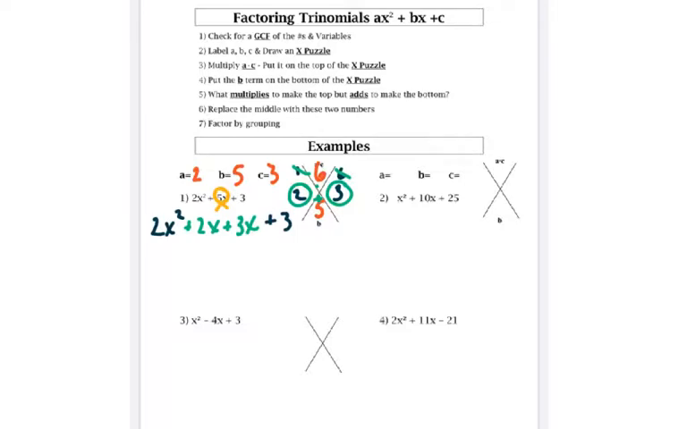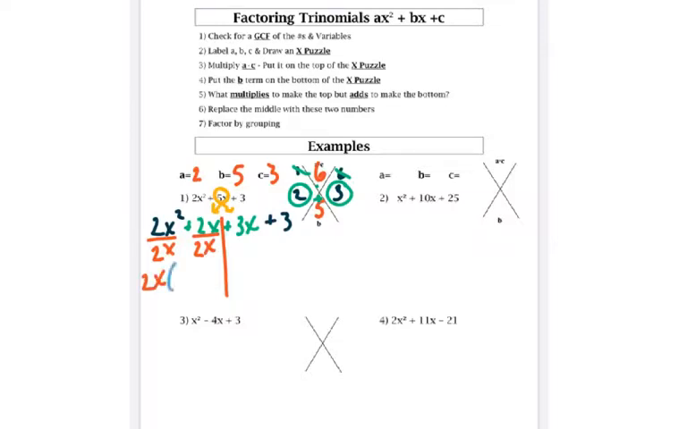So splitting the middle means instead of writing 5x, that's the same as writing 2x plus 3x, because 2 plus 3 is 5. The reason why I had to split that middle is because now I can factor by grouping. You got really good at this yesterday. Factor by grouping means that we have to divide out the number they have in common. This one I can take a 2 and an x out. So my GCF is 2x.